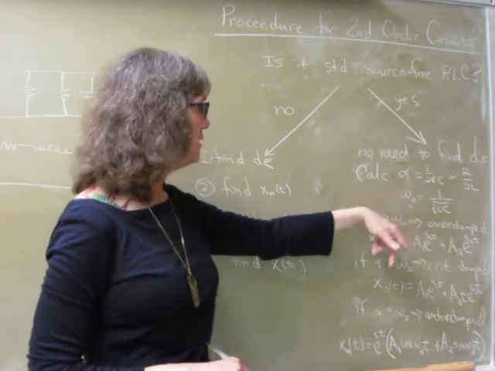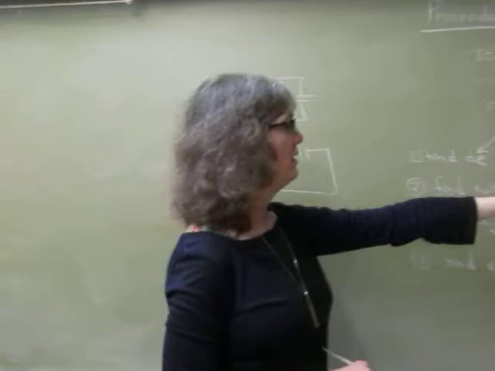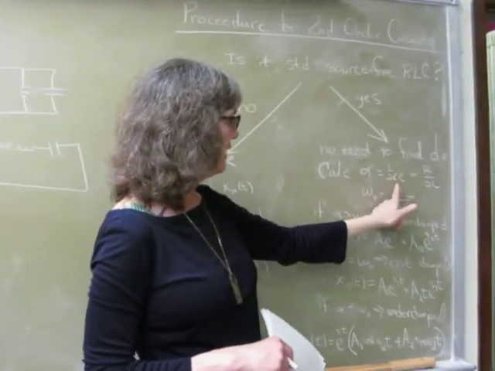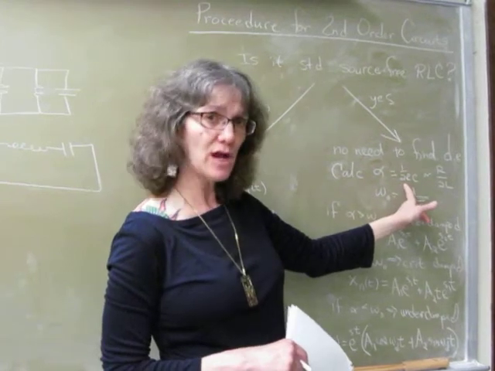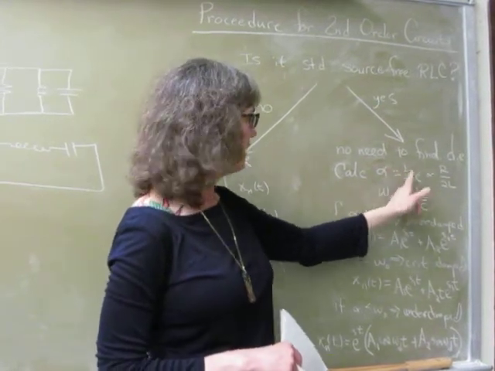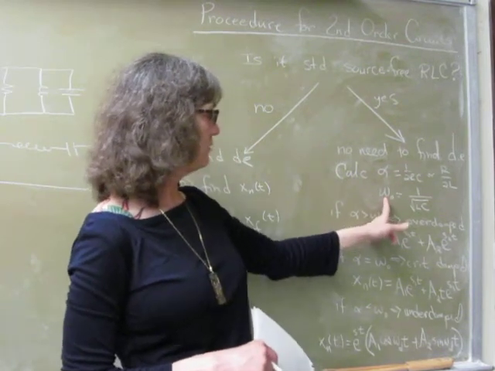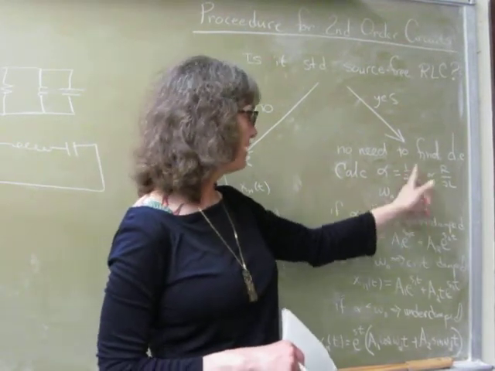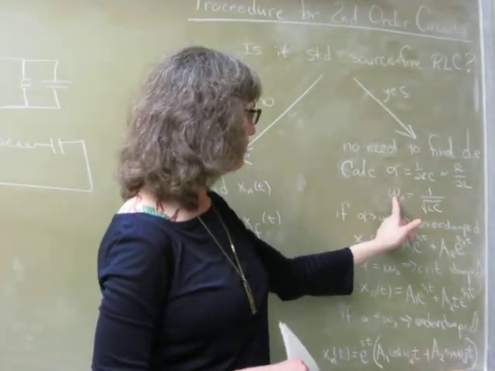The parallel and the series cases are a little bit different in the calculation for alpha. I can't remember which goes with which, but you just calculate alpha depending on the values of R, L, and C. You calculate this parameter called omega 0, which is the same in both the series and the parallel cases. And then you compare the two values.